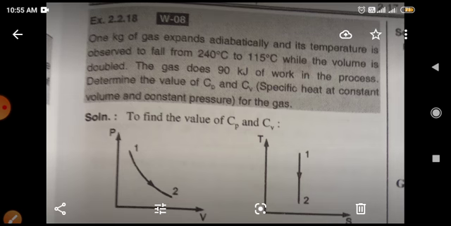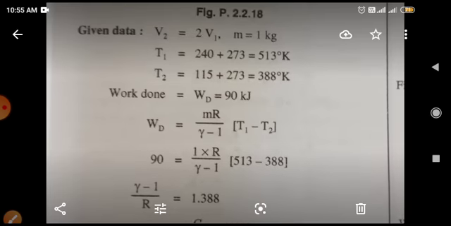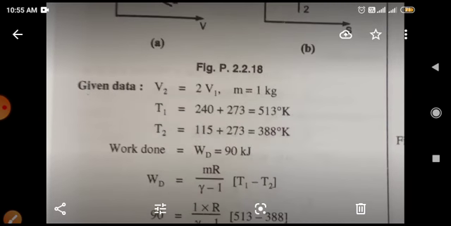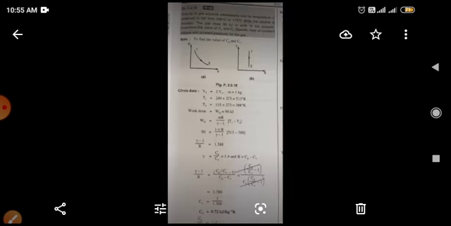Okay, this adiabatic process is represented on this PV diagram. You can see over here. For every problem you have to draw this. Next, V2 is equal to twice V1. Mass is given as 1 kg. T1 is equal to 240 plus 273, that is 513 Kelvin, and T2 is 388 Kelvin. Work done is also given, write down 90 kilojoule per kg.